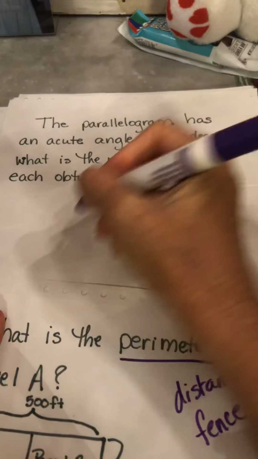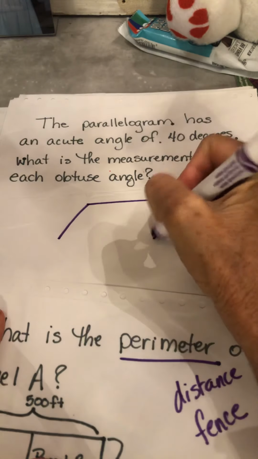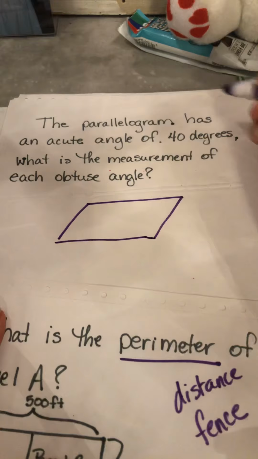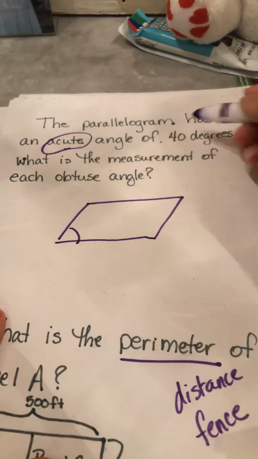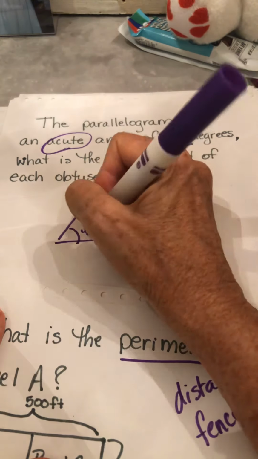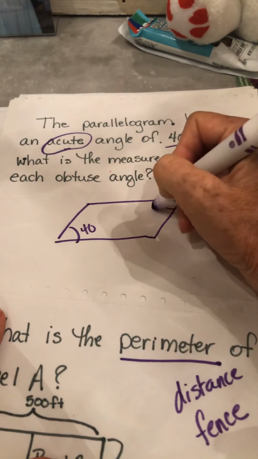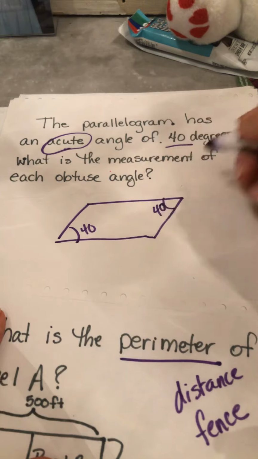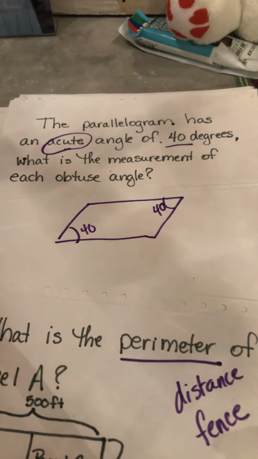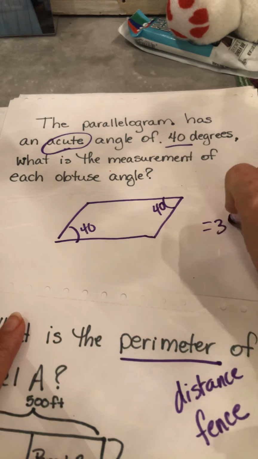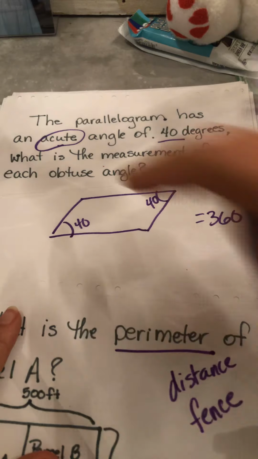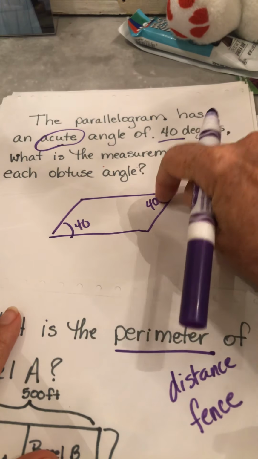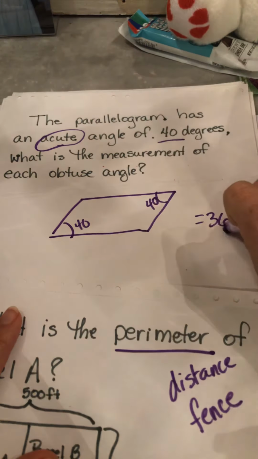If there's a parallelogram, first thing I'm going to do is draw a parallelogram. And the acute angle, meaning the less than 90 angle, is 40 degrees. I know that this one and this one are equal. I know that a parallelogram, a square, a rectangle, a rhombus, and a trapezoid always have 4 angles that add up to 360. So I know that this is 40 and this is 40. 40 plus 40 is 80.